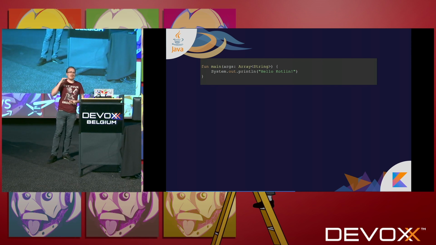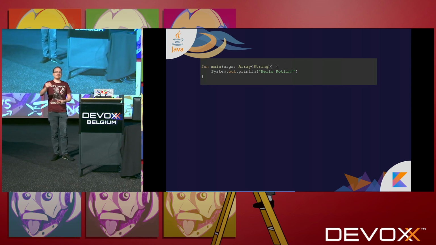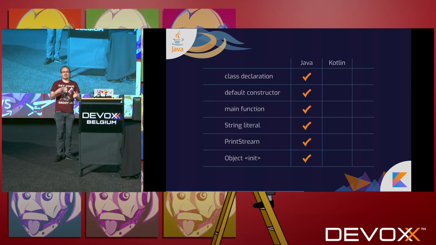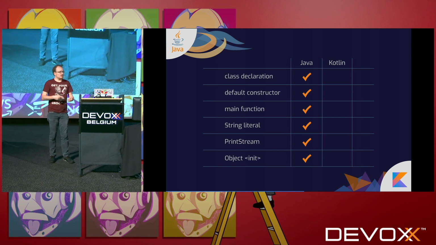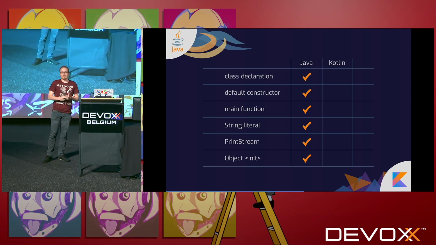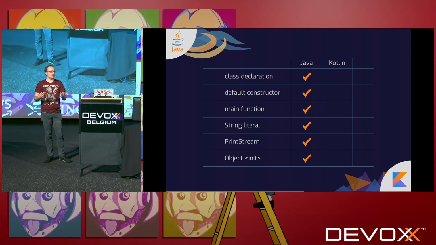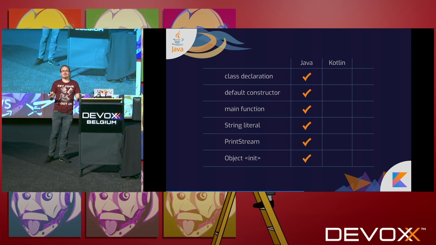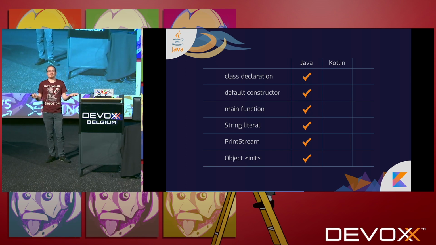But the main difference is, in this case, we have a Kotlin file. So we don't have any class declaration, and this works fine in Kotlin. So if we take a look at the list of things we expected from our Java example, well, we have a class declaration, default constructor, main function, string literal, print stream, and object init. But main function, string literal, and print stream were still visible. The other 3 were not. So what happens with them?